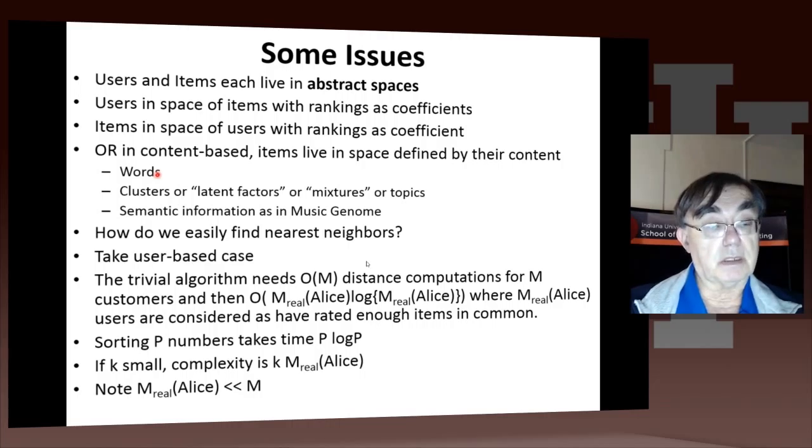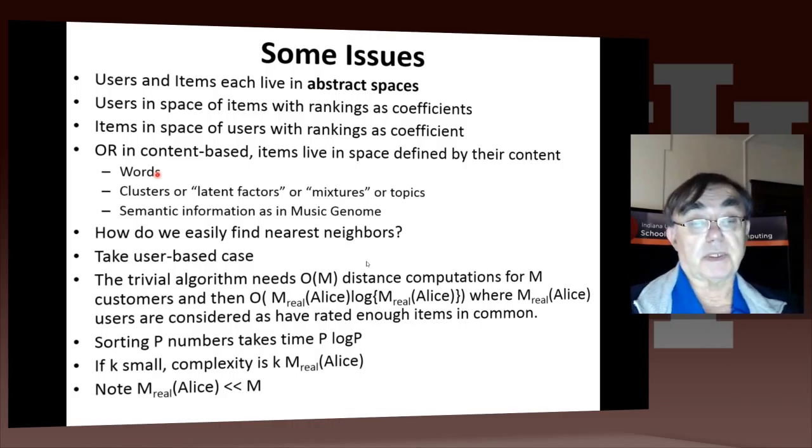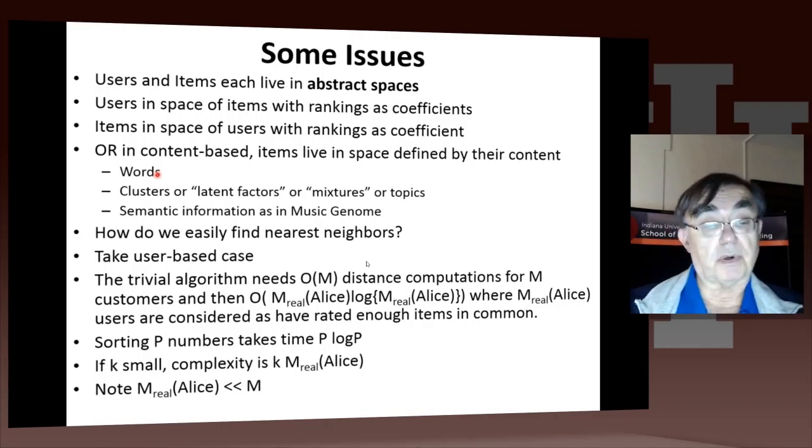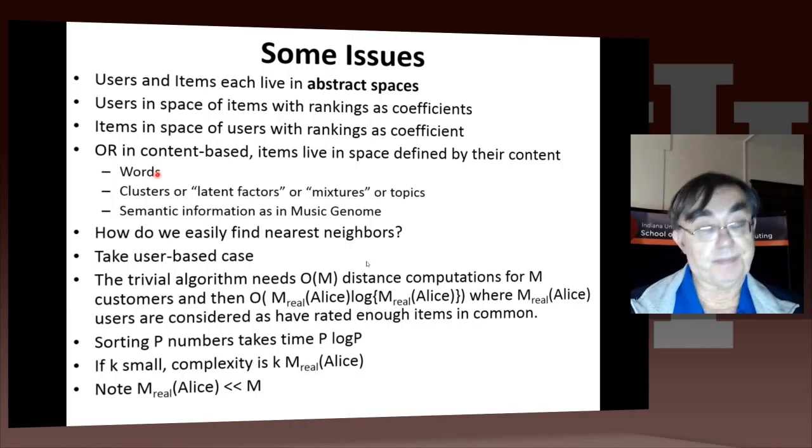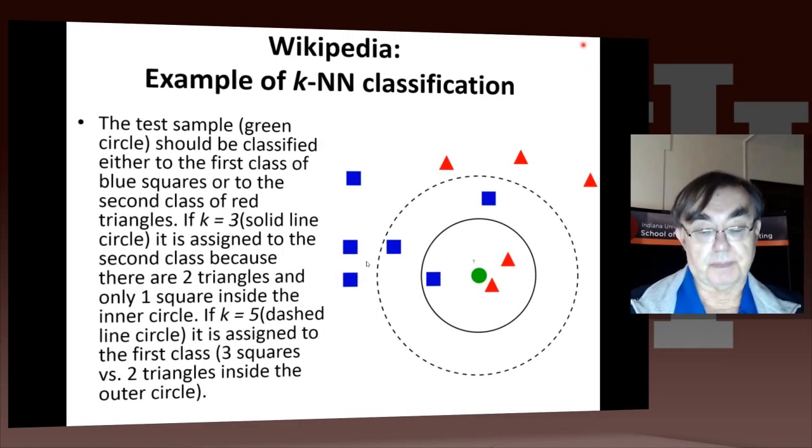And this points out that the number of customers which rated items in common with Alice is actually pretty small, incredibly small compared to the total number of customers. So you would never use the trivial algorithm, because you can always speed it up by using the sparsity of the system.